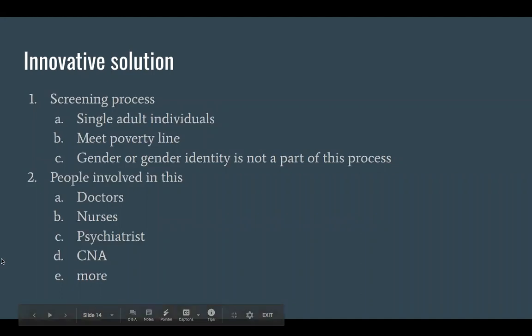They must meet a certain criteria for a program. They must be single adult individuals without a permanent residence. Their income must be below the federal poverty line for a single individual, which is $12,140 per year. Gender identity is not something we take into consideration. This program is meant to help individuals with resources to not only better their physical, mental, and emotional health, but also get back on their feet.